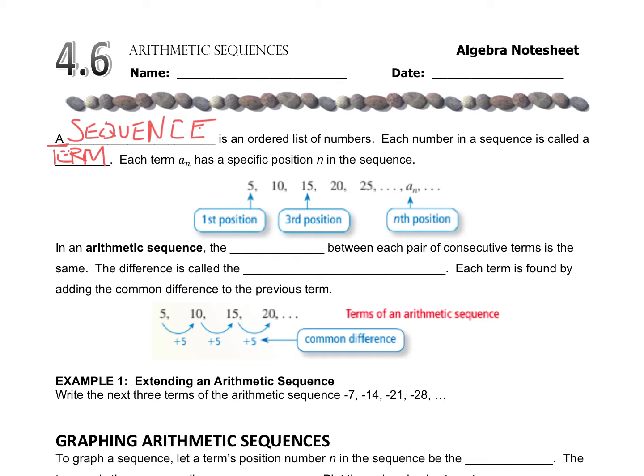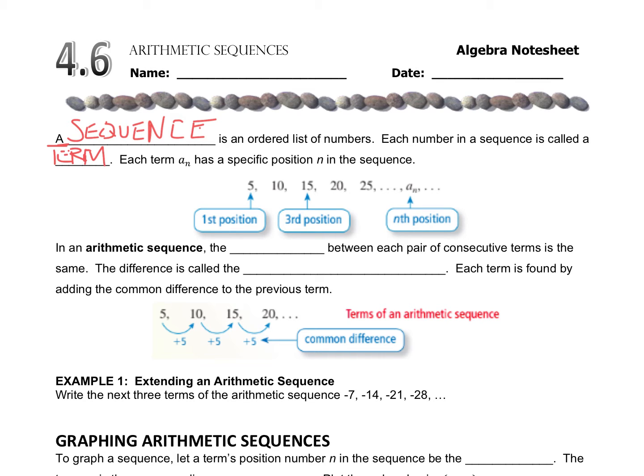Today we're going to talk about arithmetic sequences. A sequence is an ordered list of numbers. Each number in the sequence is called a term. Each term, an, has a specific position n in the sequence.